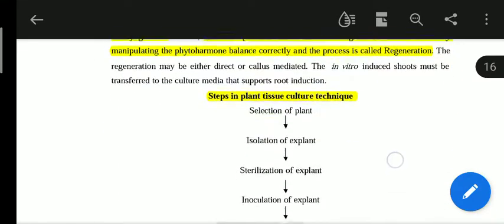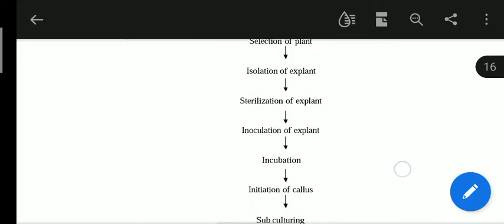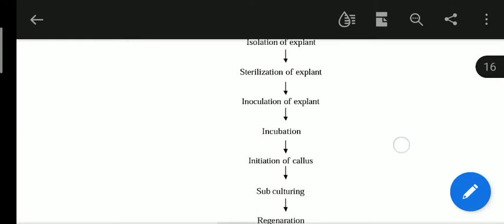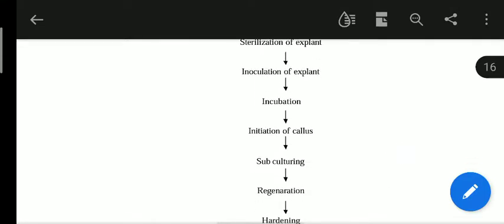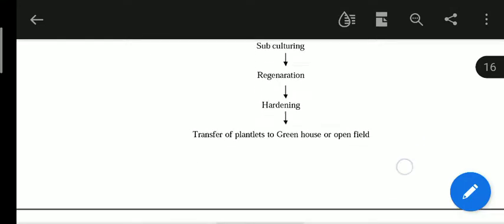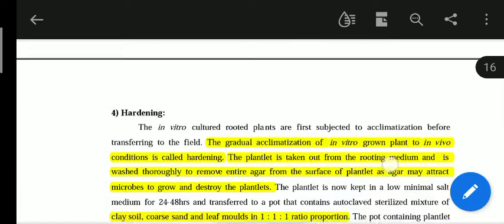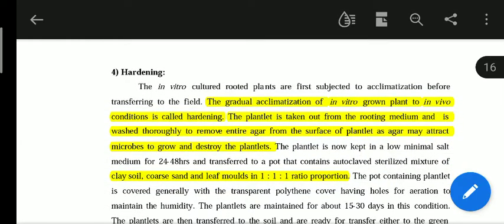Now the steps in the plant tissue culture technique. The first step is selection of plant, then isolation of explant, then sterilization of explant, and then inoculation of explant, then incubation, initiation of callus, subculturing, regeneration and hardening, and the last step is transfer of plantlets to greenhouse or open field. Now the fourth point is hardening.